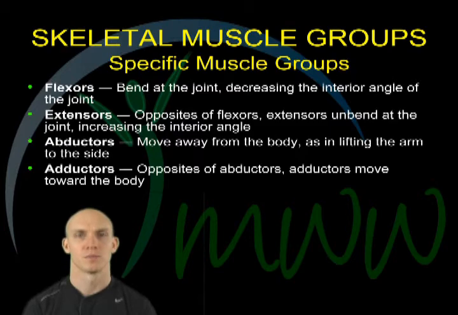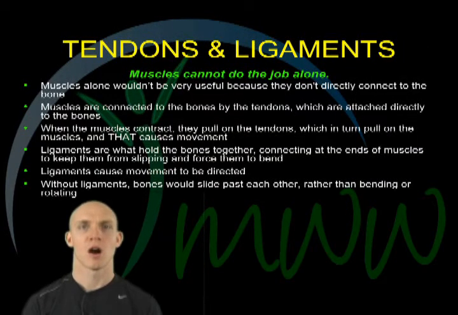Tendons and ligaments. Although very important to the process of movement, muscles cannot do the job alone. Muscles alone wouldn't be very useful because they are not directly connected to the bone. The muscles are connected to the bones by the tendons, which attach directly to the bones. Contracting muscles pull on the tendons, which in turn pull on the bones. That is what ultimately causes movement.